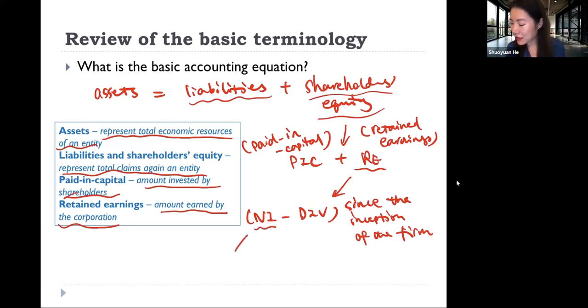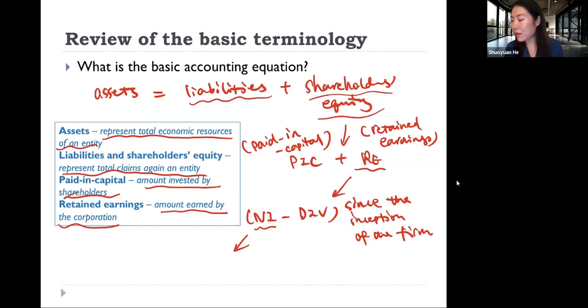And what can net income be decomposed into? Net income is a flow idea. So each year, at the financial year end, the firm needs to close its books, and then the net income will be closed into retained earnings. Then at the beginning of the next period, we start calculating net income from 0.